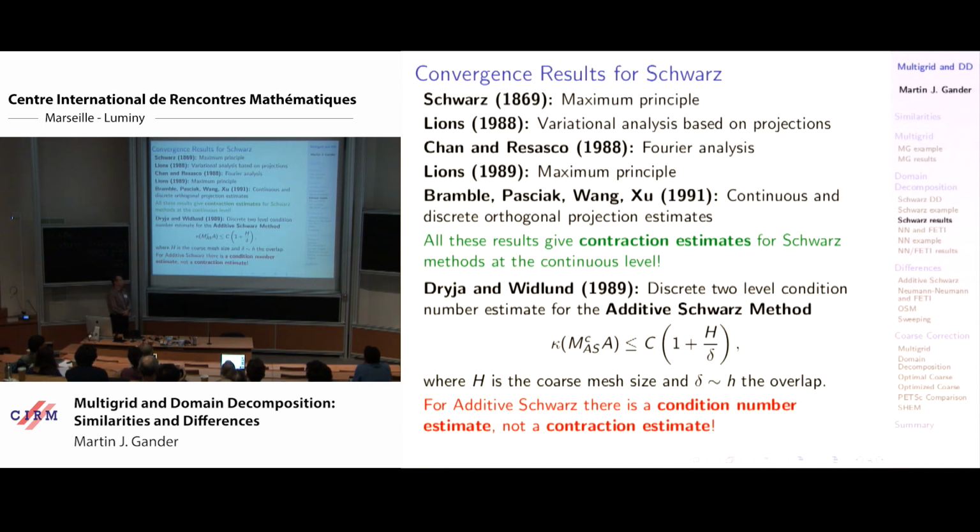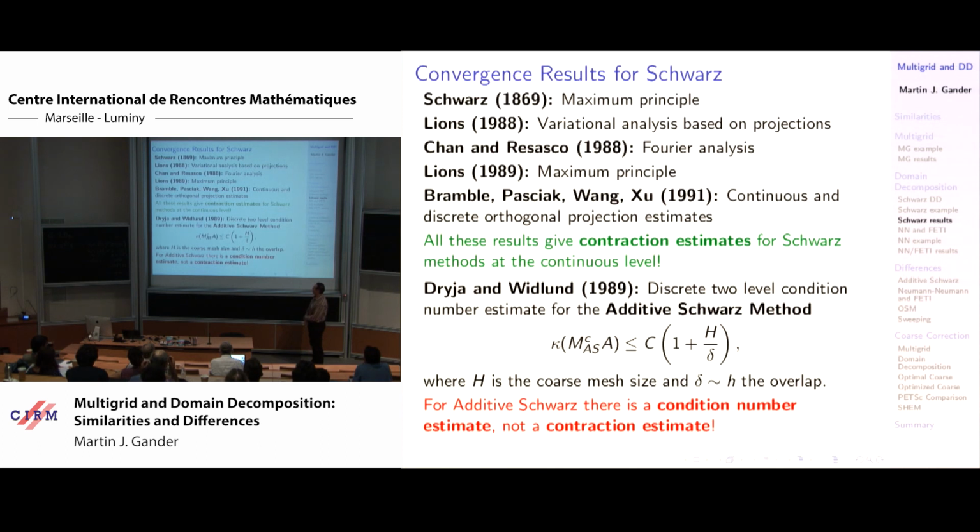So it's a two-level method, and they have a condition number estimate that says the condition number of the preconditioned matrix is bounded by a constant times 1 plus capital H over delta, where delta is the overlap of the subdomains, and capital H is the size of the subdomains. And usually in an application, this overlap will be a few mesh sizes. You could also have very general overlap. We've seen methods like this, when this is proportional to capital H.